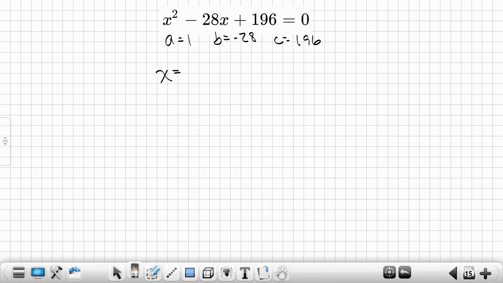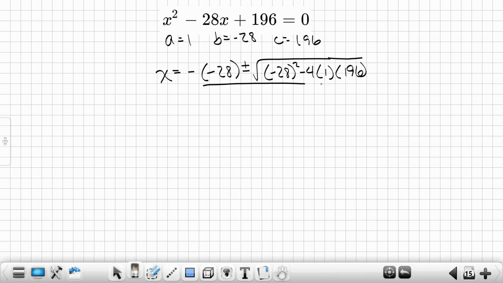All right, guys, we okay with A is 1, B is negative 28, C is 196? X equals negative 28 plus or minus the square root of negative 28 squared minus 4 times 1 times 196, all over 2 times 1. Need that white out again, Vic? Is that what you said?